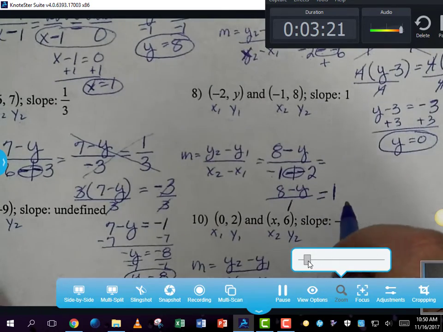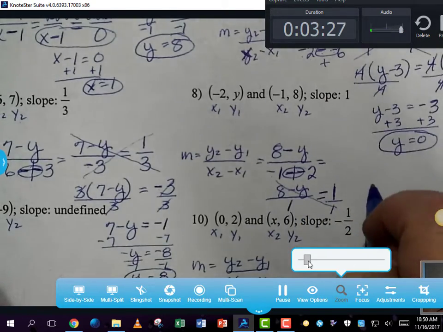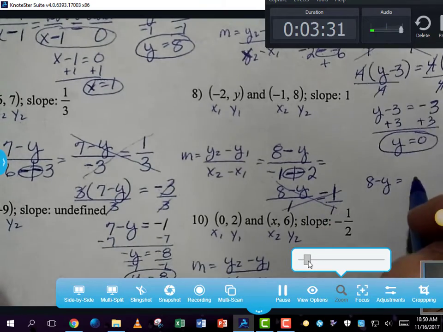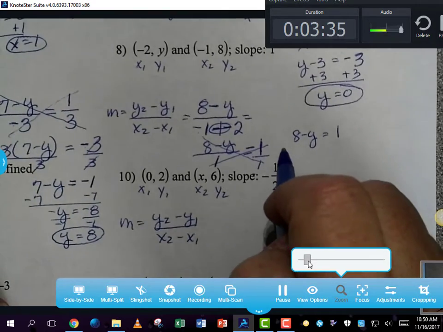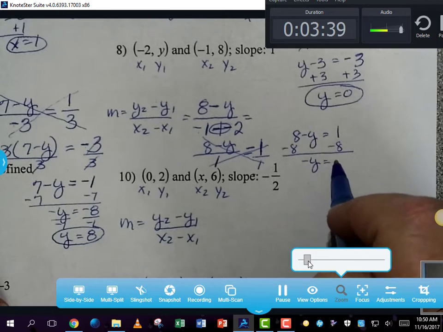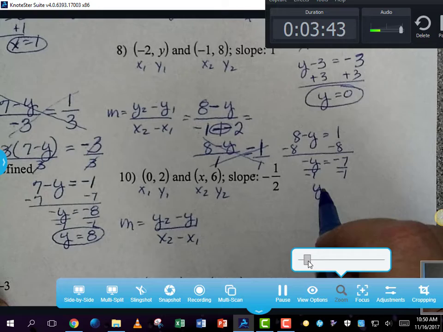Okay? So I can still think of it as a proportion if I want. So I'm going to have 8 minus y equals 1 times 1. And then I'm going to subtract 8 from both sides. I get the opposite of y equals negative 7. Divide both sides by negative 1. I get y equals positive 7.